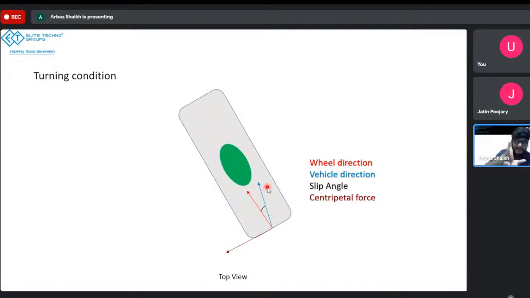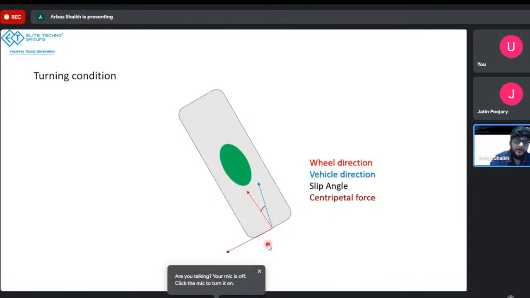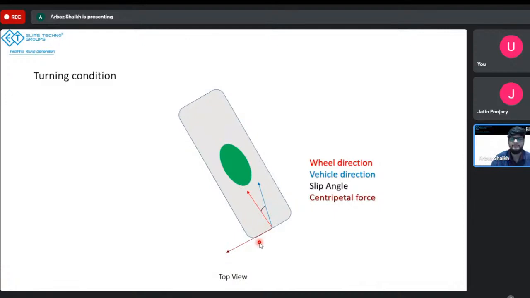Imagine my hand to be the wheel, and I'm pointing the wheel in this direction while the vehicle is moving like this, going straight. The angle between the direction of the vehicle and the direction where the tire is pointed is called the slip angle. Now again, let's assume this to be the outer wheel, and the centripetal force will be acting from outward to inward. So this will be the direction of your centripetal force.